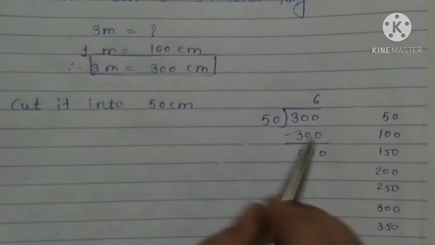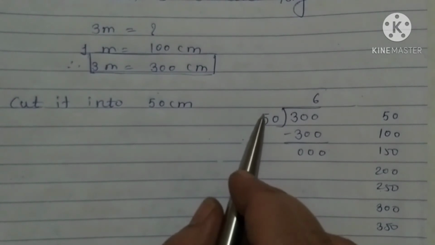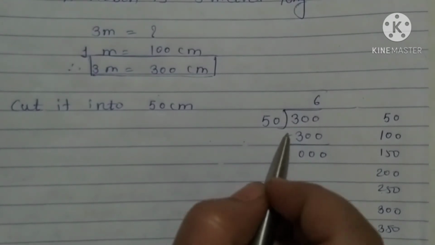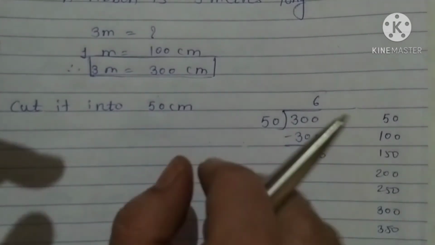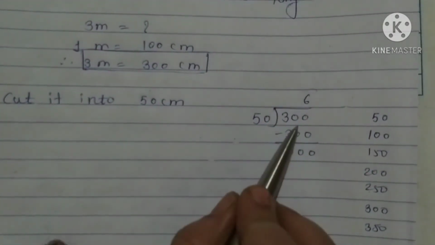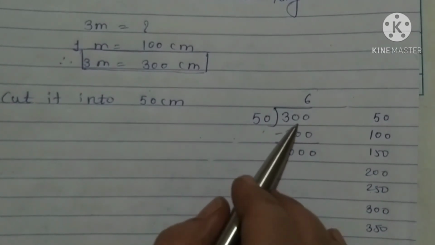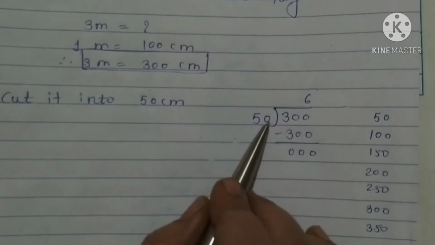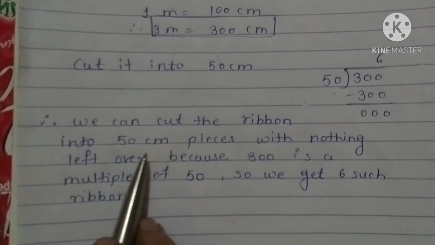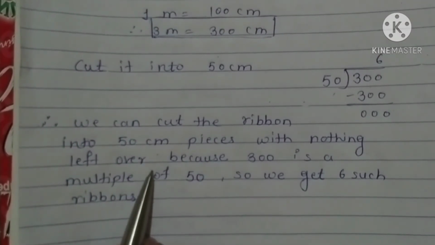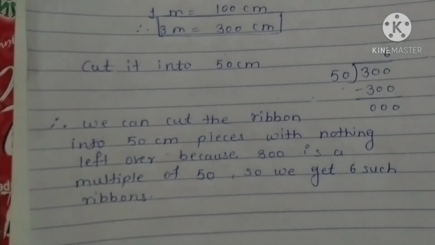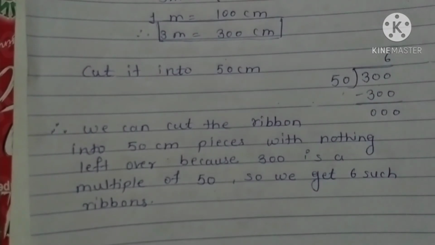No. Means we can divide that ribbon into 6 pieces of 50 centimeter length. Is any ribbon left over? No, it is not left over. Why? Because 300 is a multiple of 50, or 300 is divisible by 50. Understood the reason? So what is the answer? We can cut the ribbon into 50 centimeter pieces with nothing left over, because 300 is a multiple of 50, and so we get 6 such pieces. Understood everyone the answer? Okay.